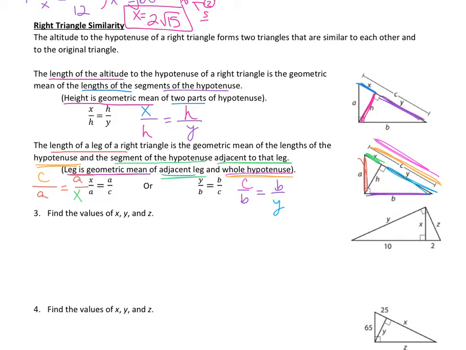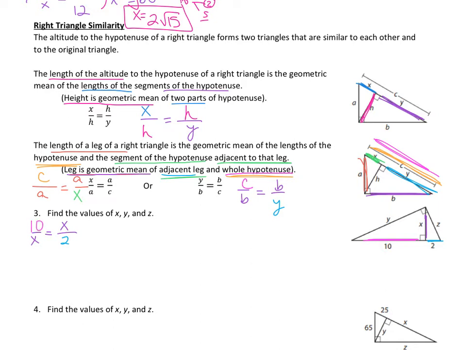We can use these now to find our missing pieces in this next triangle. If I want to find my x, it is the altitude. So my altitude is the geometric mean of the two pieces of the hypotenuse. So that would be of my 10 and my 2.